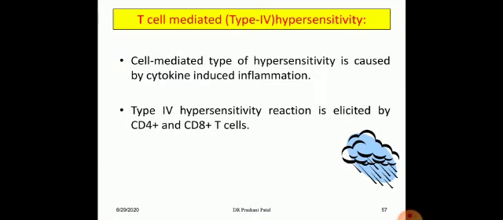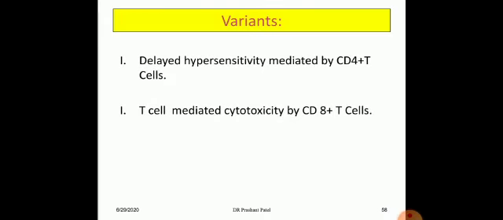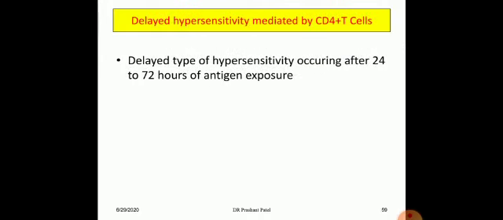Type 4 hypersensitivity reaction. It is caused by a cytokine induced inflammatory reaction, and the main cells are CD4 plus T cells and CD8 plus T cells. Delayed hypersensitivity reaction is mediated by CD4 plus T cells and T cell mediated cytotoxicity by CD8 plus T cells. These are the two variants of this type 4 hypersensitivity reaction.